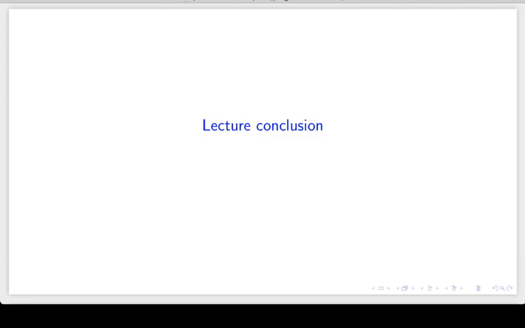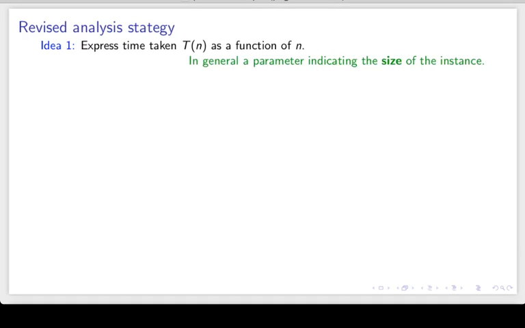And I'm going to just now mention some of the basic things we have learned. I'm going to summarize. Okay, so we did come up with an analysis strategy. And so what is this analysis strategy? So the first idea was we are going to express time taken T of n as a function of n, where n in this case was a parameter that defined the duration, but in general you will see that it's going to be a parameter which roughly indicates the size of the instance, or how big that instance is.